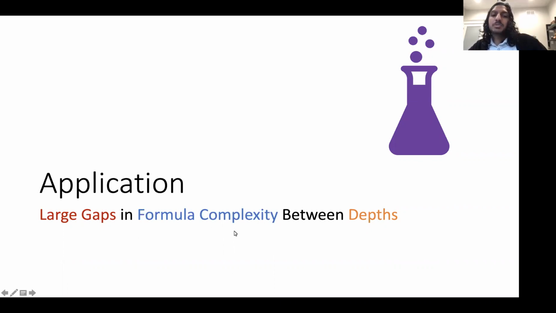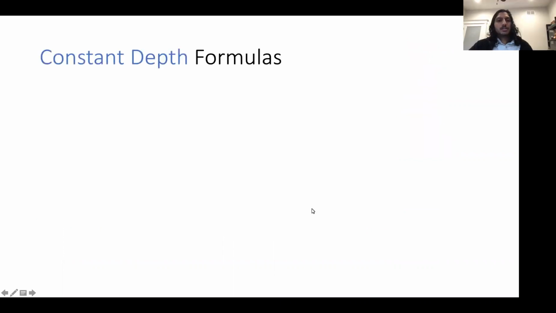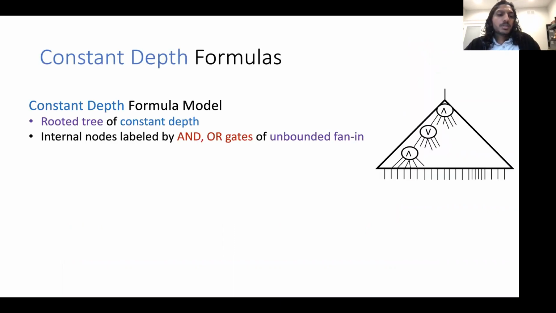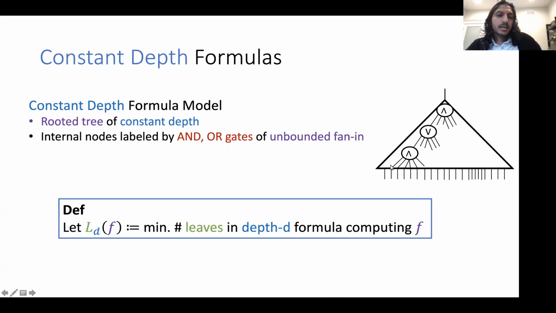It's going to be about large gaps in formula complexity between depths. So let me just review the model of constant depth formulas. In constant depth formulas, you have a rooted tree of constant depth, and the nodes of your tree are labeled by AND and OR gates of unbounded fan-in, and your NOT gates are at the bottom. For the size measure, just to introduce some notation, L sub d of f, where f is some Boolean function, is the minimum number of leaves in a depth d formula computing f. L stands for leaves, d stands for depth.